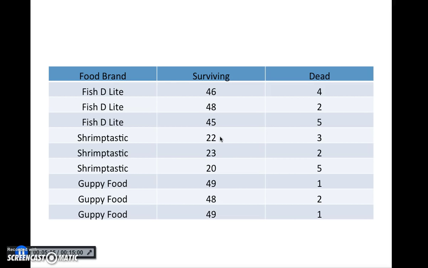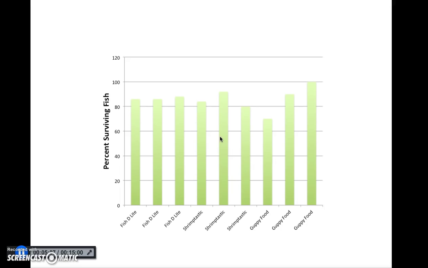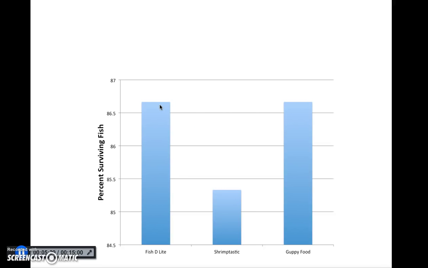That's hard to compare because Shrimptastic can only have a maximum of 25 surviving, right? So first I should convert this data to percent survival. All right, so now I've changed my data to percent surviving fish so that Shrimptastic is now comparable to my other brands, and it's really a fair comparison now. Okay, how else can I clean this data up? Well, it's kind of busy, right, with all my replicates shown, so why don't I take the average of these replicates to see on average how many fish survive with each of my 3 food brands.